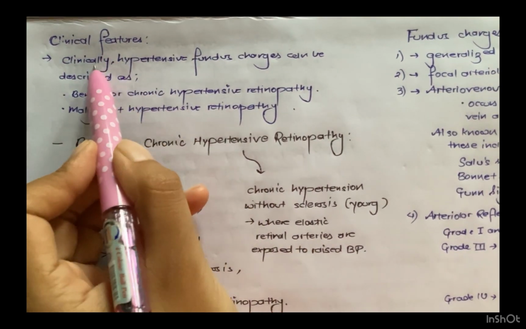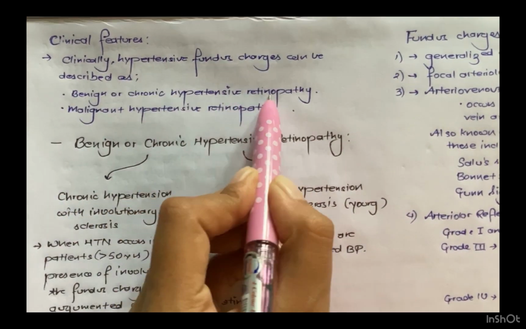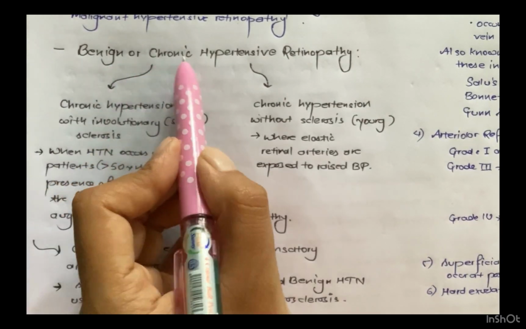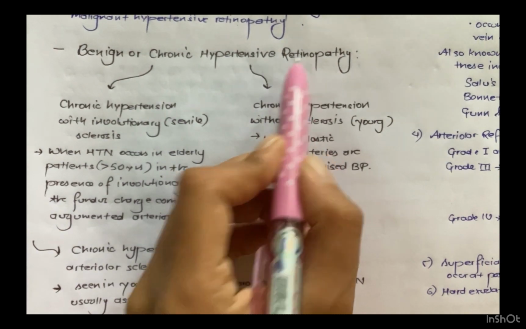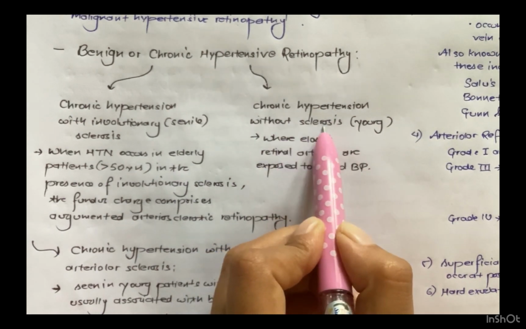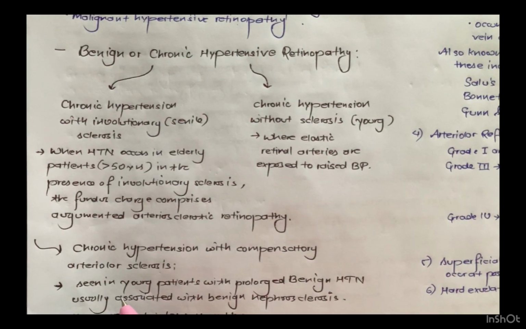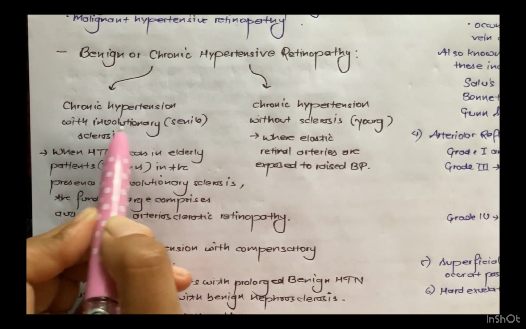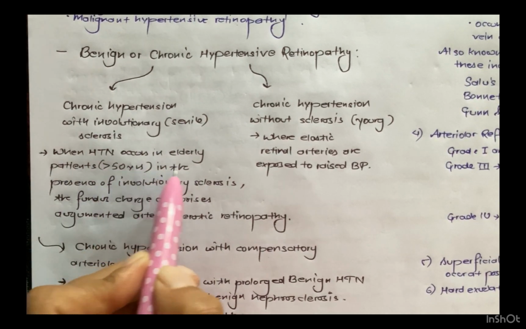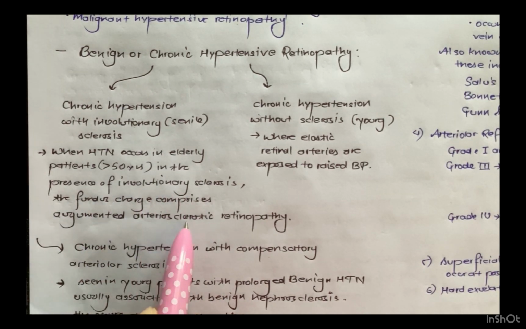Clinical features. Clinically, hypertensive fundus changes can be described as benign or chronic hypertensive retinopathy and malignant hypertensive retinopathy. Benign or chronic hypertensive retinopathy is of three types, that is chronic hypertension with involutionary sclerosis, chronic hypertension without sclerosis, and chronic hypertension with compensatory arteriolar sclerosis. Now talking about the chronic hypertension with involutionary sclerosis, when hypertension occurs in elderly patients, that is more than 50 years, in the presence of involutionary sclerosis, the fundus changes comprise augmented arteriosclerotic retinopathy.